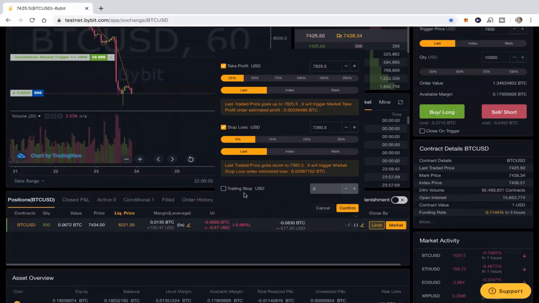Trailing stops, we're going to cover that next week. It's another really cool version of conditional trades. It's one of my favorite things to use, especially in volatile markets. So let me show you what happens now anyway.